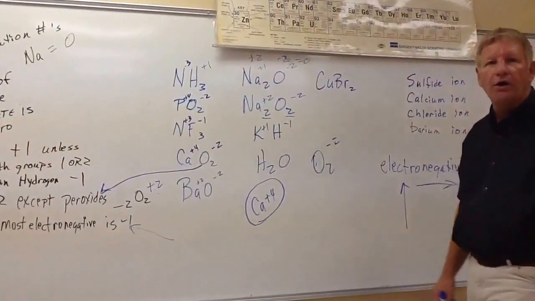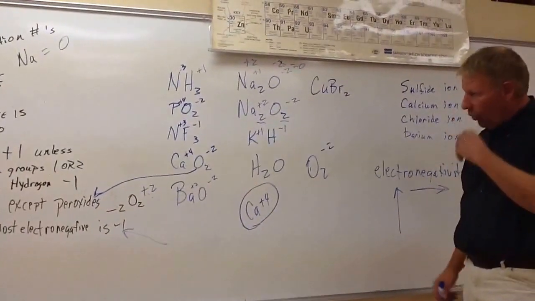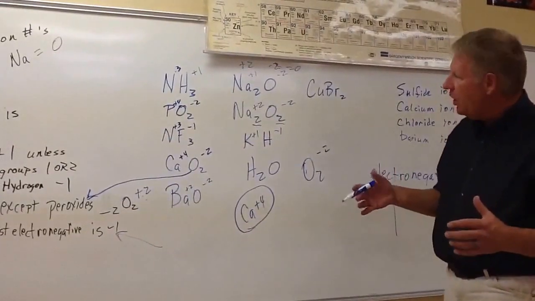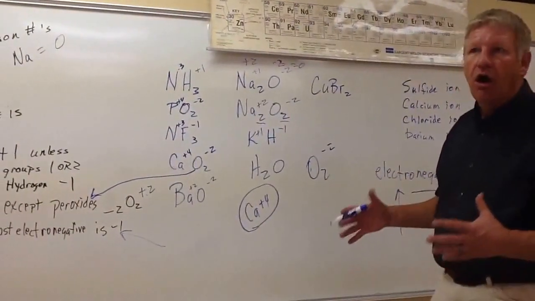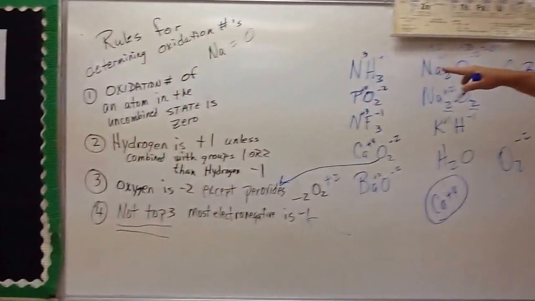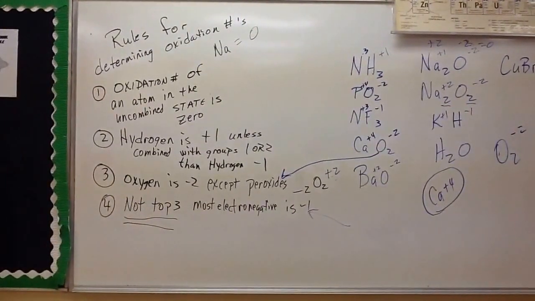Now let's do water. Water is totally cool. Water is the magic of chemistry. So we say, oh, it's got a hydrogen and an oxygen. Oh, here's the true test. What's our first rule? Well, it's not in the uncombined state. So hydrogen is the first rule. So we're going to go in the order of the rules all the time.